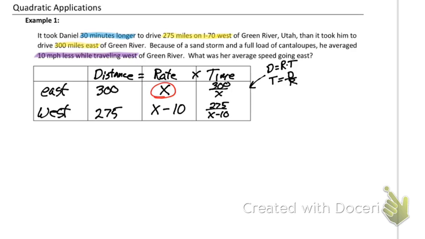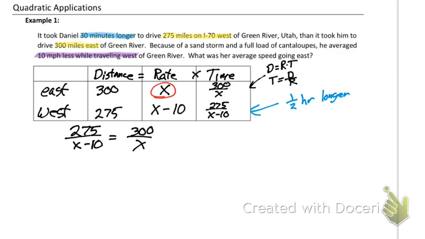But based upon this, the times aren't the same, but they're pretty close to being the same because, let me just plug that in. It took 30 minutes longer to drive west. So our west was a half an hour longer. So once again, if the two times were equal, we could set up the equation 275 over x minus 10 equals 300 over x. And that would be good if it said both times were the same. Both times are different though.